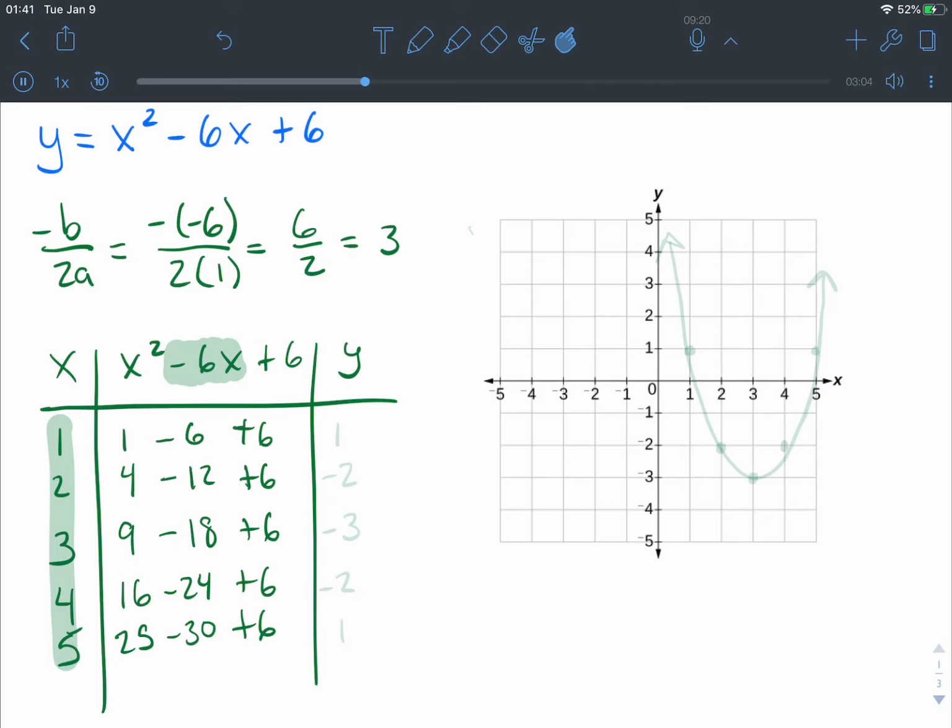And now when we do the math, the 6's cancel out, we're left with 1. 6 and 4 is 10, 10 minus 12 is negative 2, and then we have 15 minus 18 is negative 3, and then 22 minus 24 is negative 2, and then 31 minus 30 is 1. And notice the numbers tend to repeat. So we can plot those points, and we have 1, 1, 2, negative 2, 3, negative 3, 4, negative 2, and 5, 1. So we now have this curve that looks something like that.